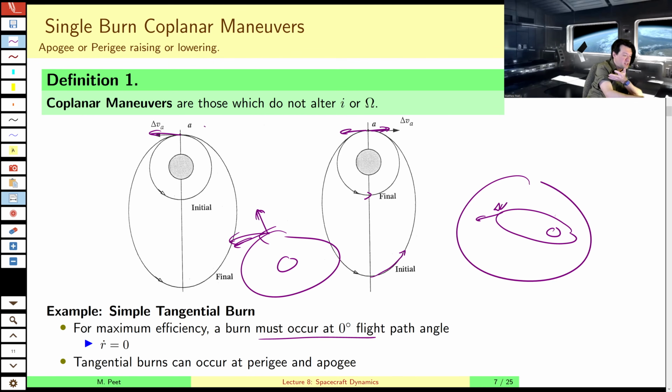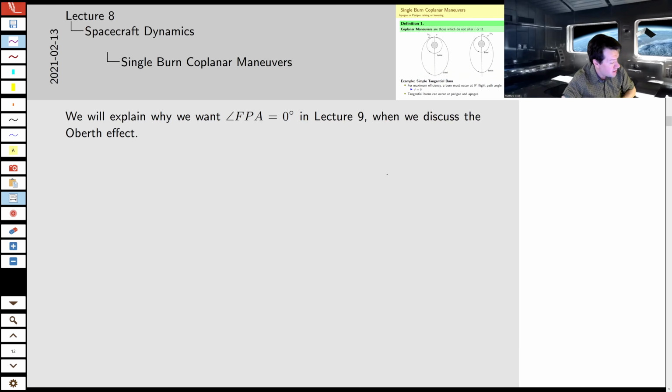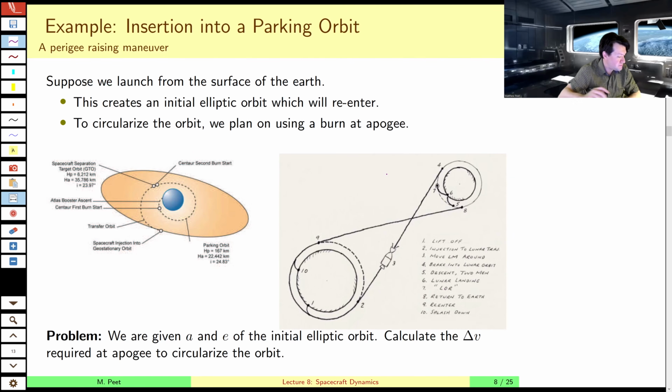In this case, we're probably moving onto a transfer orbit. In this case, we're moving off of a transfer orbit onto a circular orbit, for example. Yeah, we'll adjust that later.